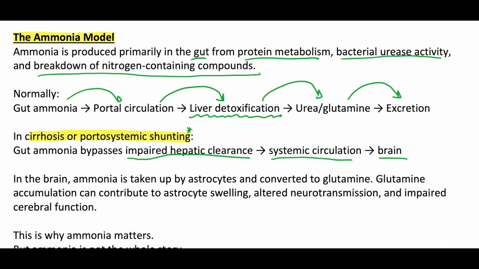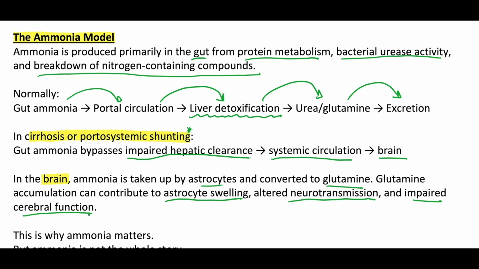So in the brain then, the ammonia is taken up by the astrocytes, right? And it's converted into glutamine. And that glutamine accumulation can contribute to astrocyte swelling. This can alter neurotransmission and impair cerebral function. So that is what's actually going on, okay? You cannot detoxify and break down that ammonia in the liver because the liver is fibrosed and you're getting shunting of that blood from the portal circulation to the systemic circulation without effective liver detoxification.